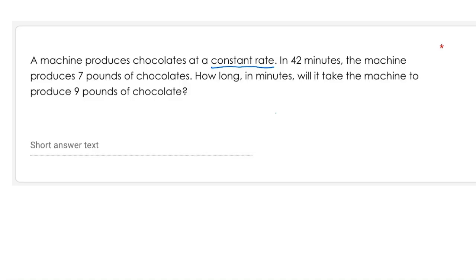Before I move on, I'm going to write that down because that is really important. 42 minutes, 7 pounds, because there's a relationship between these two things. I'm writing them as a ratio. In 42 minutes, this machine makes 7 pounds of chocolate.